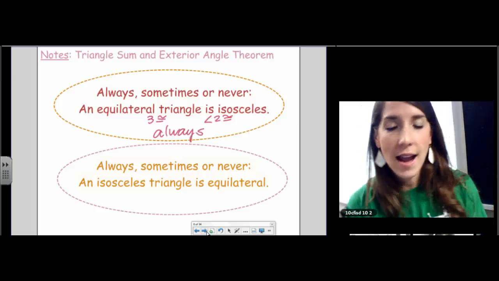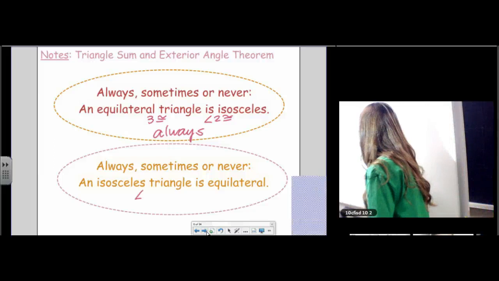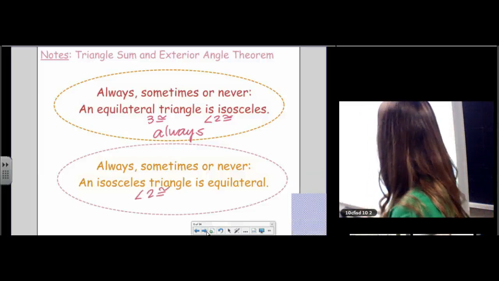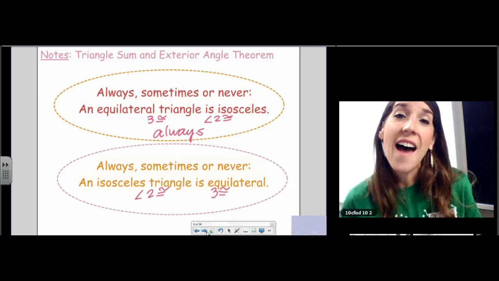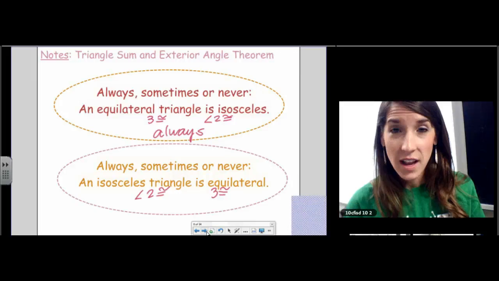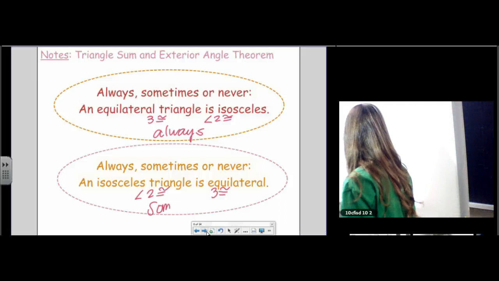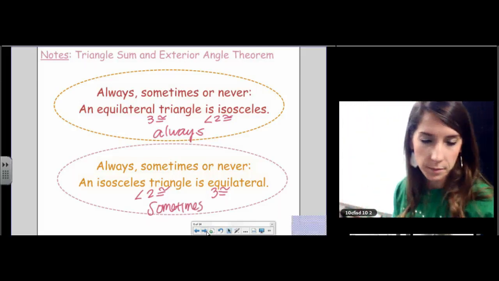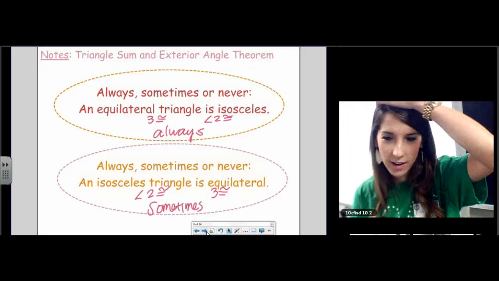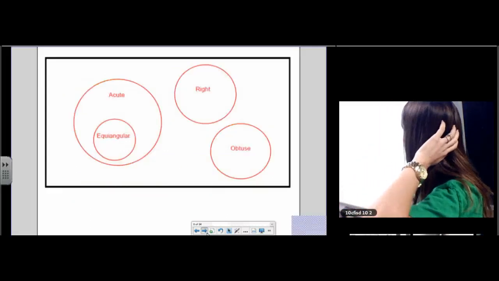Next one. An isosceles triangle is equilateral. At least 2 is always, sometimes, or never 3. Well, if it's at least 2, sometimes it's going to be 2, and sometimes it's going to be 3. Keyword, sometimes. Cool. It's never 4. Oh, silly. Okay, we already went over that.